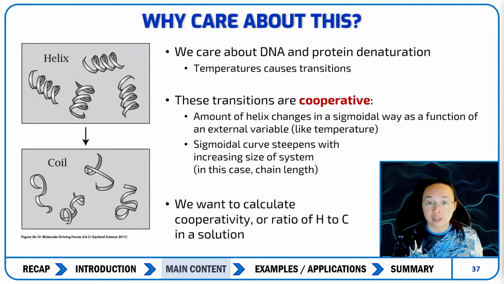Temperature usually causes transitions to take place between helix to coil, coil to helix, and these transitions are called cooperative. Cooperative meaning the amount of helix changes in a sigmoidal way as a function of an external variable like temperature, and the sigmoidal curve is going to steepen with increasing size of the system. So being able to calculate the cooperativity or the ratio of helix to coils in a solution will allow us to determine how much denaturation or unfolding of DNA is taking place from helix to coil.